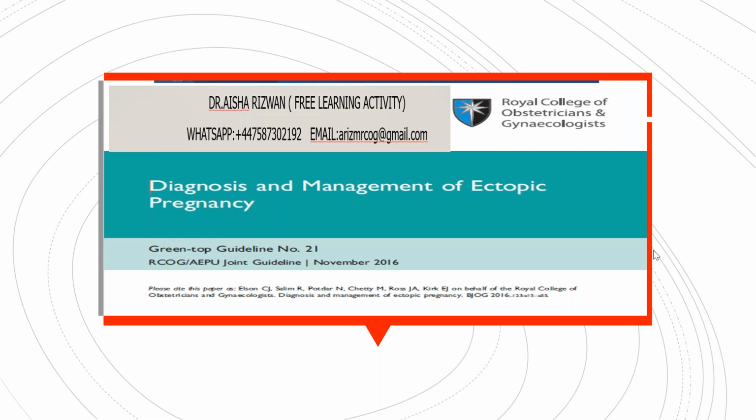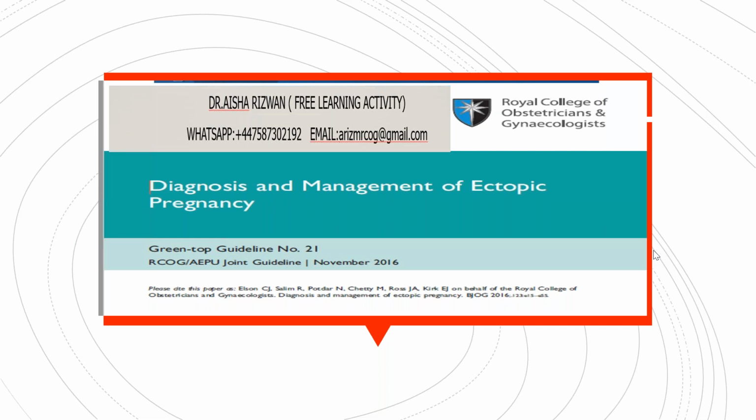So, a good candidate for methotrexate will have the following criteria. The patient will be hemodynamically stable. They will have low serum beta hCG, ideally less than 1500, but the levels can be up to 5000 international units per liter. There should be no fetal cardiac activity seen on ultrasound scan. Then certainty that there is no intrauterine pregnancy. And then the patient also has to consent that she will be coming back for the follow-up.